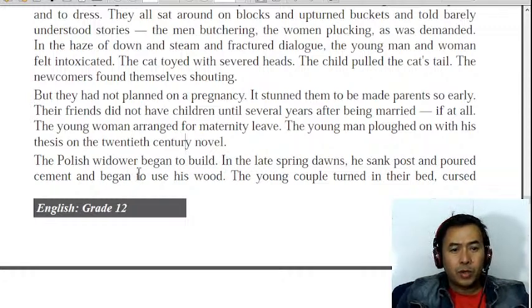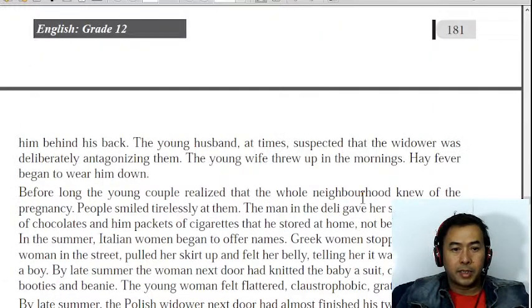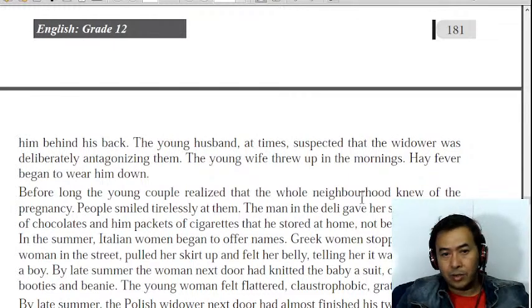The Polish widower began to build in the late spring dawns. He sank posts and poured cement and began to use his wood. The young couple turned in their bed and cursed him behind his back. The young husband at times suspected that the widower was deliberately antagonizing them. The young wife threw up in the mornings. Hay fever began to wear him down.